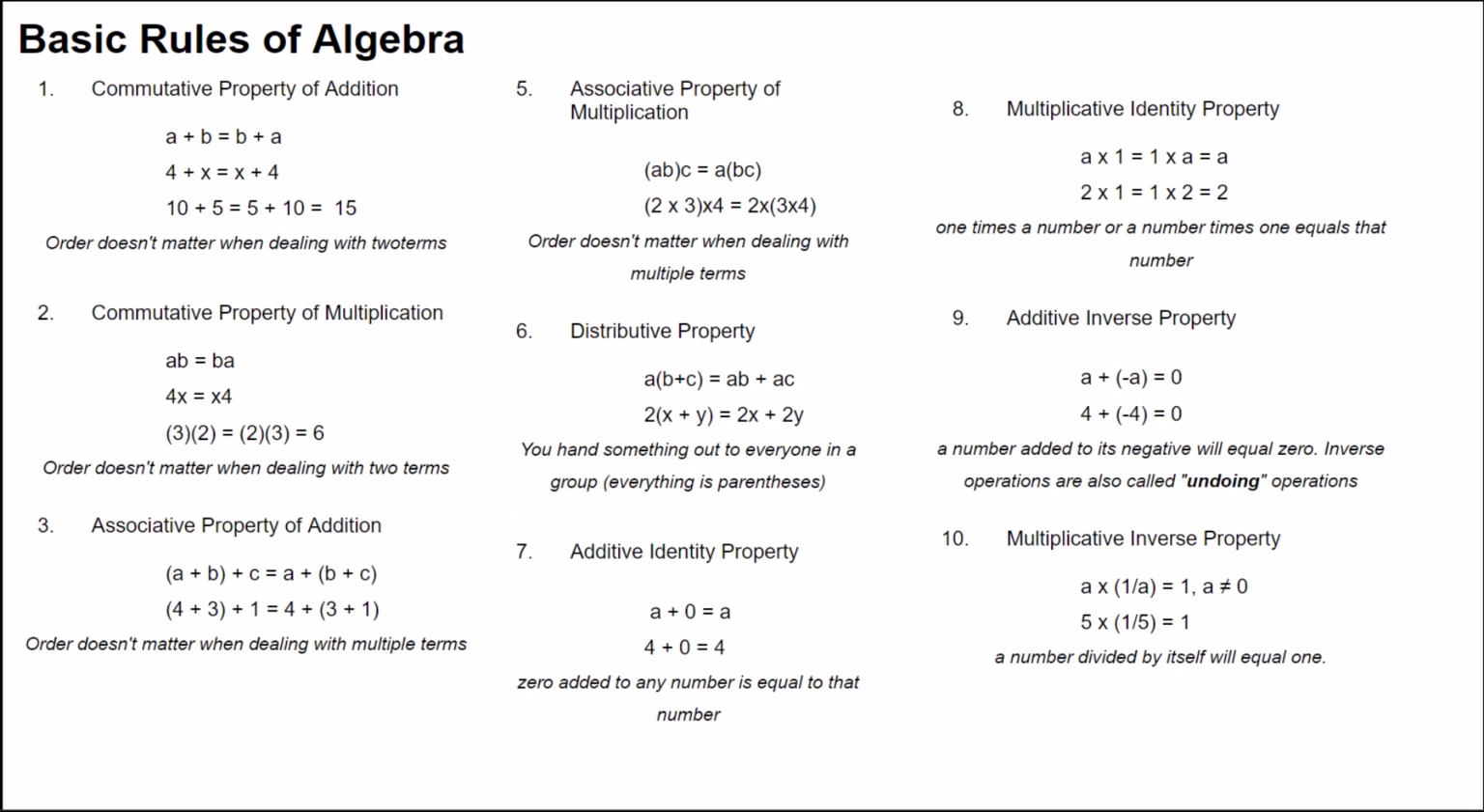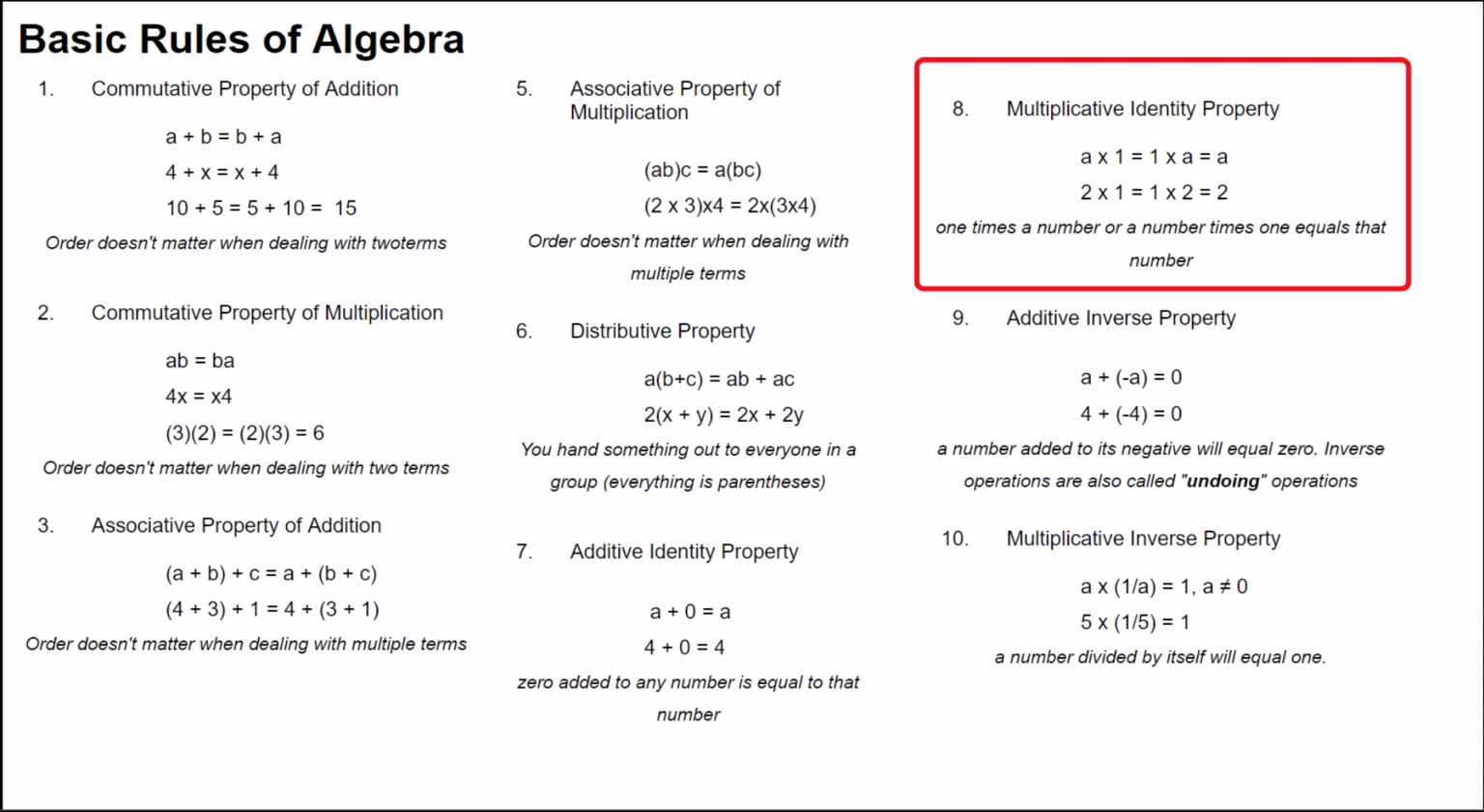Now comes a few of the easier rules. The additive identity property says that for any number A, if you add 0 to that, the result will be A. In this example, we've added 0 to the number 4. 4 plus 0 is equal to 4. If you want to memorize that in words, you would say that 0 added to any number is equal to that number.